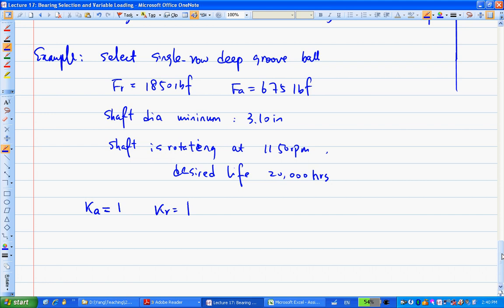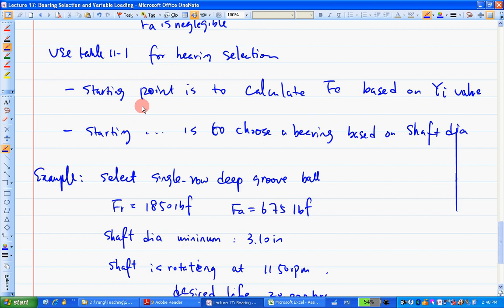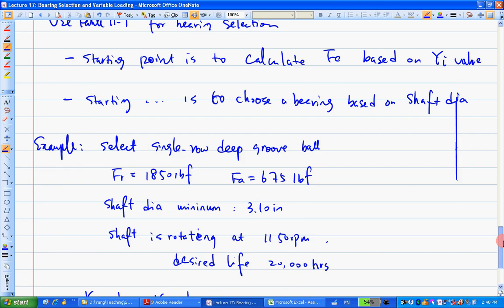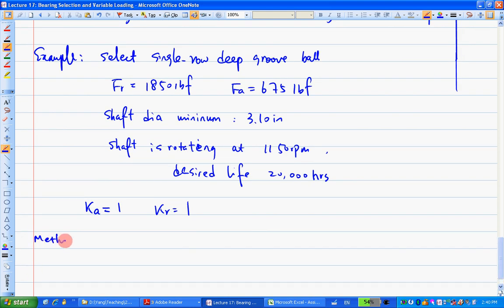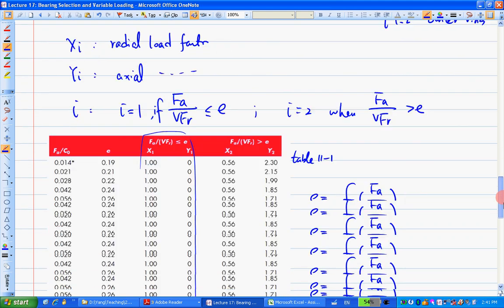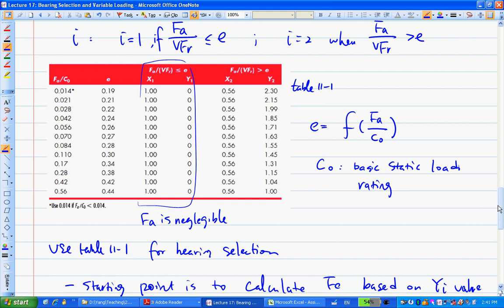Let's see, how do we proceed from here, right? Let's go over the first case. Starting point, right, is to calculate the FE based on a certain YI value. Starting point is YI, so what do I do? You can do two different ways. One way is to assume YI's middle point 1.55 or 1.63. Okay, this one is okay.